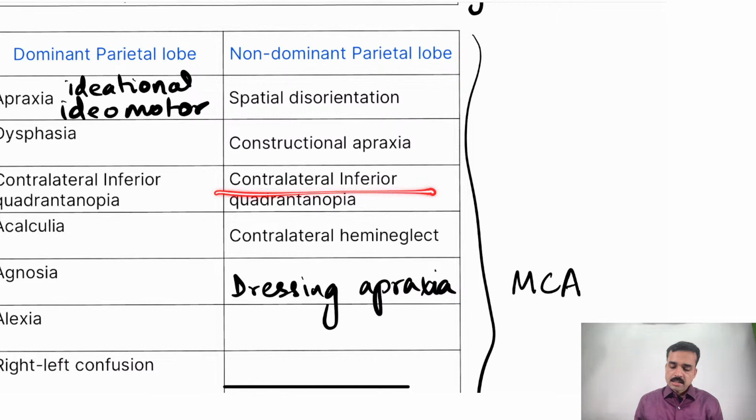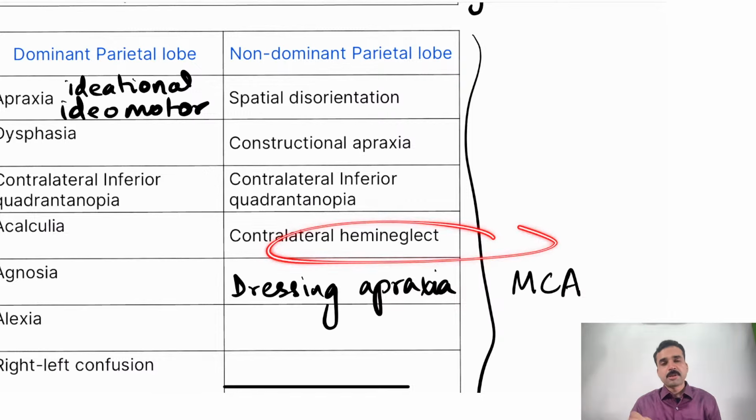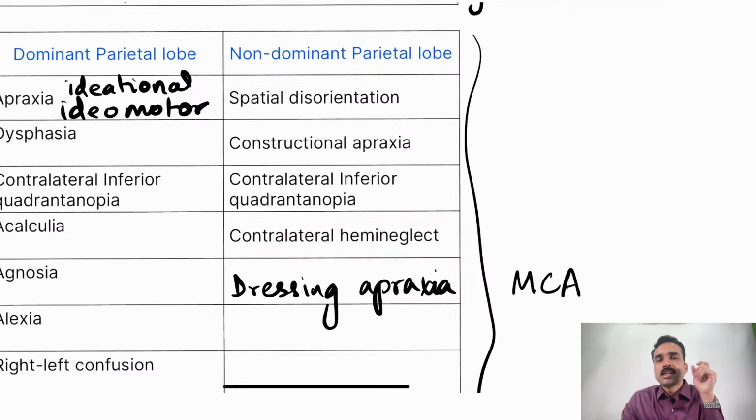Contralateral inferior quadrantanopia is the same, and contralateral hemineglect. Hemineglect is yet another PYQ. So remember, in terms of attention, the dominant hemisphere, the left side hemisphere, is only going to control the attention towards the right side of the body, whereas the right parietal lobe will have attention towards both sides of the body. So for the left side of the body, only the right parietal lobe is having attention, whereas for the right side, both parietal lobes are having attention.